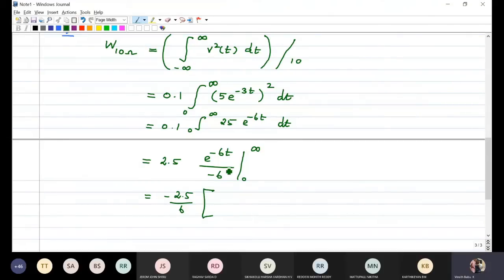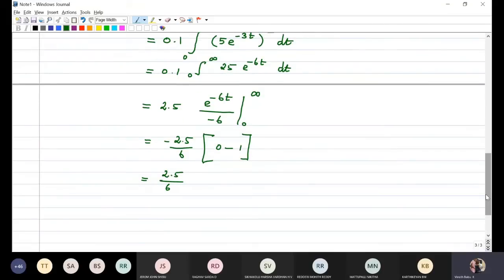When I substitute the upper limit, e power minus infinity, it is 0. When I substitute the lower limit, e power 0 is 1. So this is 2.5 by 6. This entire thing is 2.5 by 6. Can somebody calculate this and tell the value?